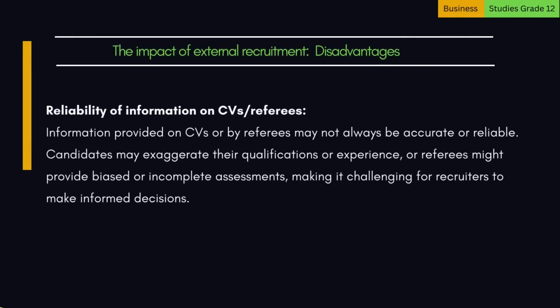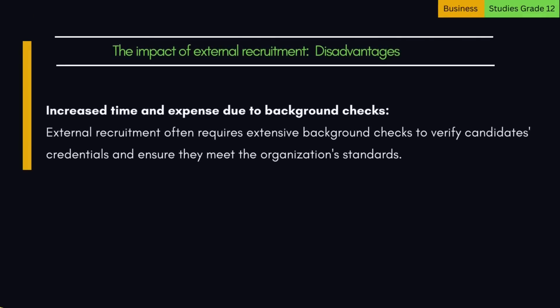3. Reliability of information on CVs or referees. Information provided on CVs or by referees may not always be accurate or reliable. Candidates may exaggerate their qualifications or experience, or referees might provide biased or incomplete assessments, making it challenging for recruiters to make informed decisions.